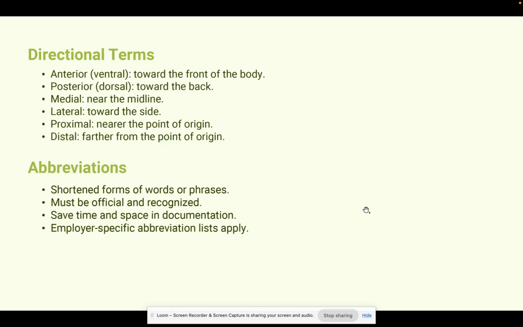Lateral, it's toward the side. And then the proximal is nearer the point of origin. So it depends which one is the point of origin that you have. It's always what we call the proximal, which is the nearest. Okay? Distal is always the further from the point of origin. So let's say, for example, your point of origin is your thigh part, right? So the proximal is the knee, and the distal is your toenails, because that's farther. The knee is closer to your thigh, so that is proximal.